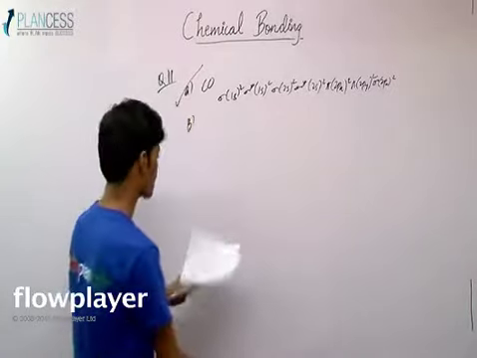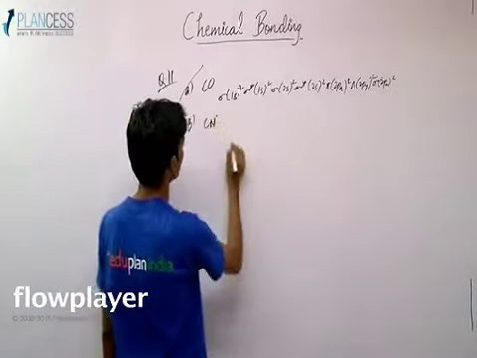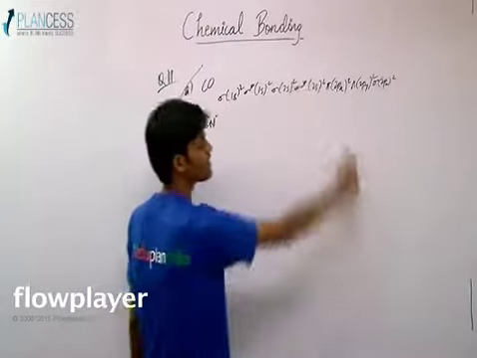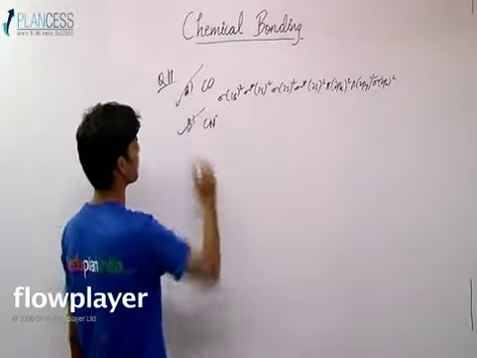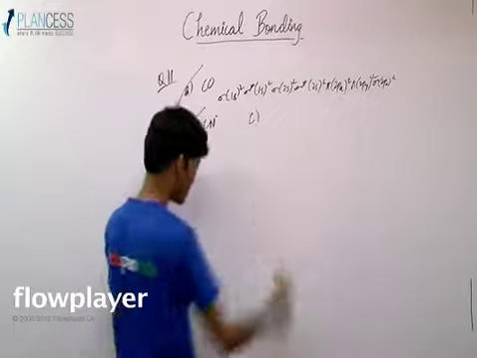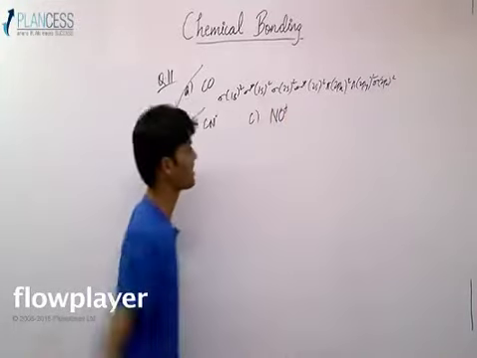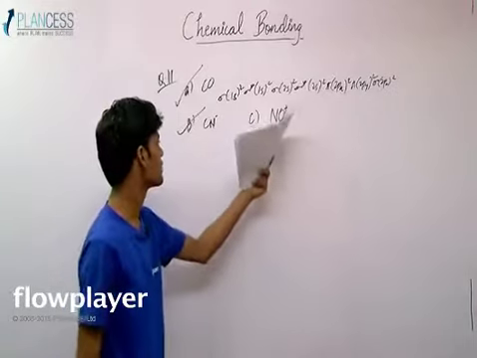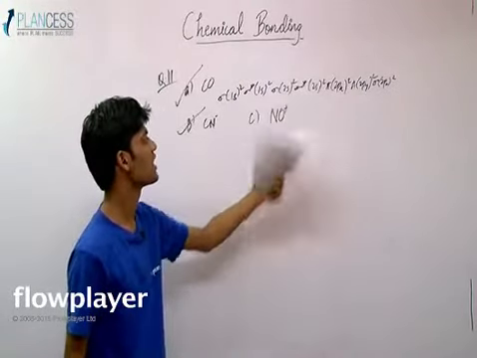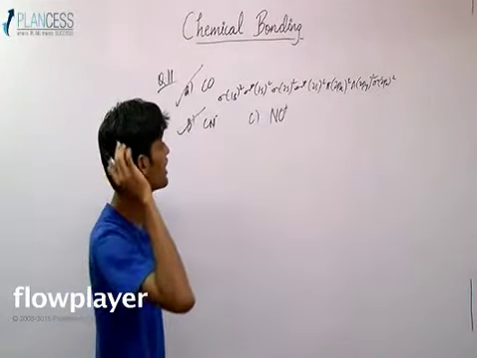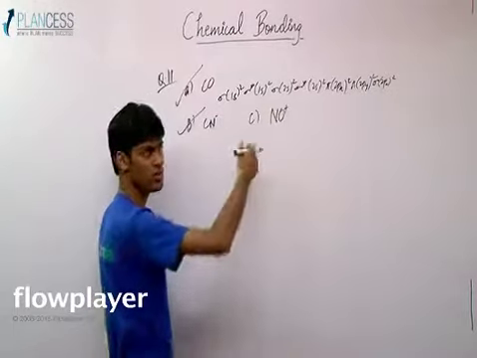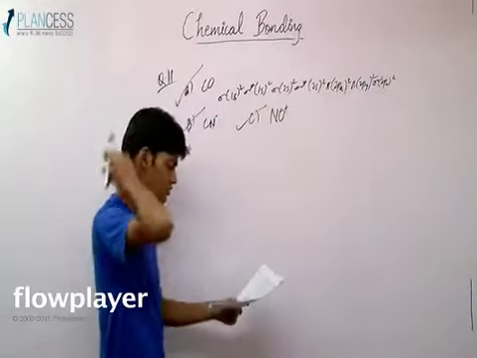The B option is CN minus. CN minus again has 14 electrons. It will have the same configuration, so it will also have the bond order of 3. The third option given is NO plus. NO plus has 15 electrons. So nitrogen would be 8 plus 15. So sorry, 7 plus 8 minus 1. So it would be 14. So this will also be there.